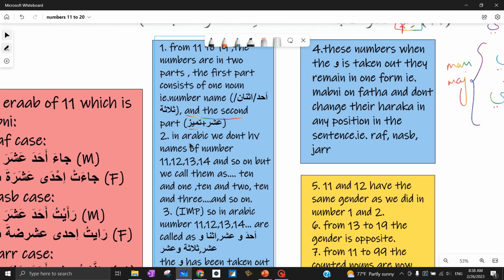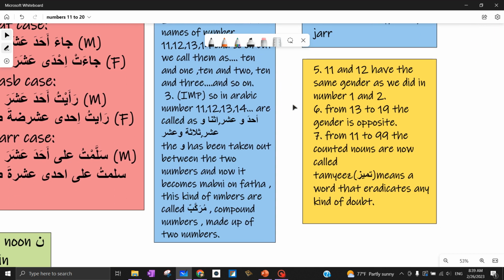What is the second point? In Arabic, we don't have names of numbers like in English, where we say 11, 12, 13, 14. These are all number names, but in Arabic we don't have such names. We don't have separate names for 11 or 12 or 13 or 14. What do we call them? We call them 10 and 1, 10 and 2, 10 and 3. So that's how we go on till 19. This is the most important point for 11 and 12. Please mark this because this is the most important point.